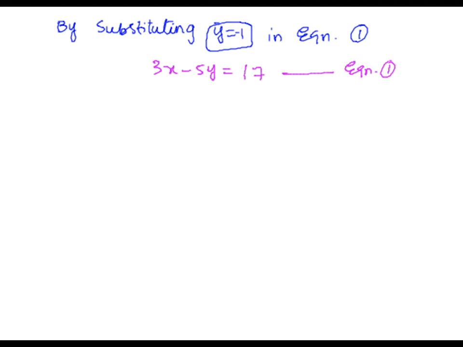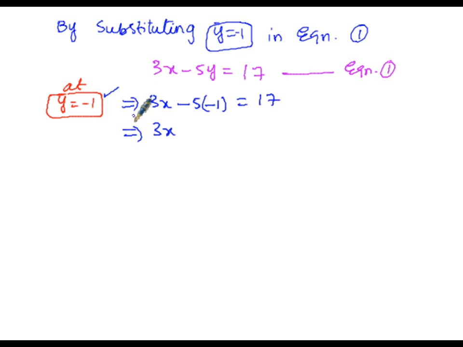So at y equals minus 1, 3 into x is 3x, minus 5 into the y value, which is minus 1 within the bracket, equals 17. So 3x, minus of minus is plus, 5 ones is 5, equals 17. So I want to transpose plus 5 to the other side. The next logical step will be 3x equals 17 on the other side, by transposing plus 5 over to the right hand side it becomes minus 5. So I got this step by transposing.